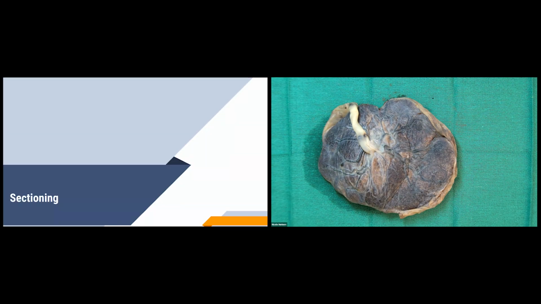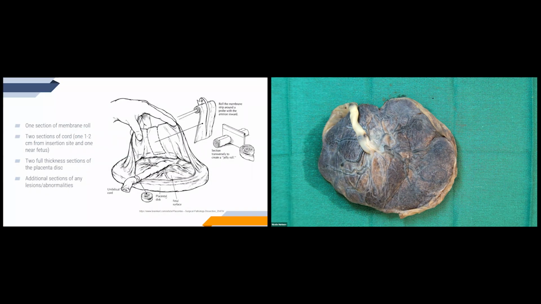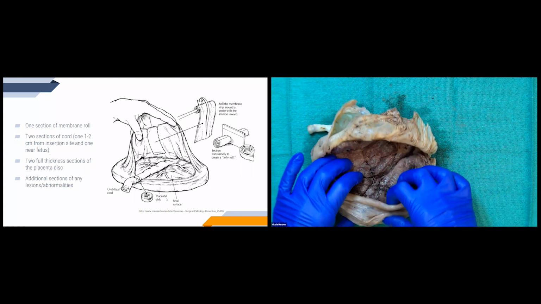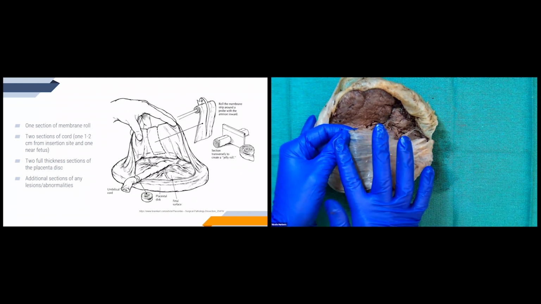So now we'll go on into sectioning placentas. We'll want to take one section of the membrane roll. I like to do this by cutting out a strip of the membranes with scissors.